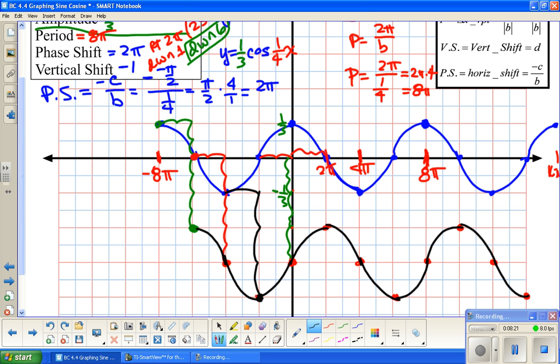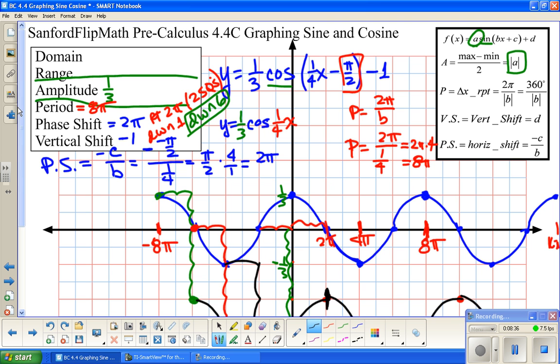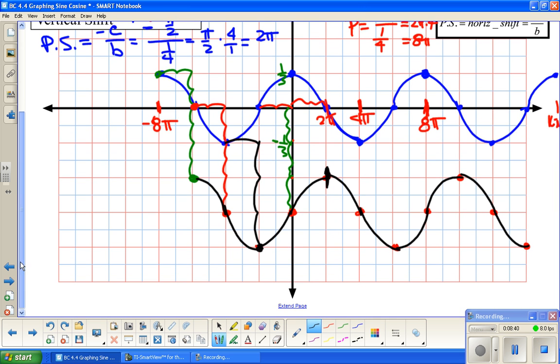All right, so this was where my first cycle started. This is the point that used to be at 0, 1/3. It's now way over here. Now, I have one last question that I need to answer in my list. Well, domain is all real numbers. I knew that without even doing anything. Let me do a little highlighting here so we can find this.